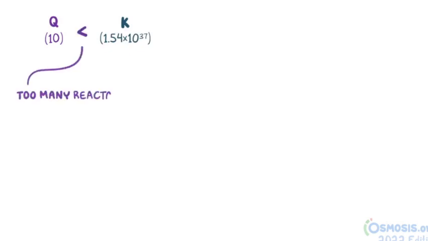Now, let's compare the Q value of 10 to the equilibrium constant K, which is an enormous number for this reaction: 1.54 times 10 raised to the 37th power. When Q is less than K, there are too many reactants and not enough products. So the reaction moves forward to make more products.